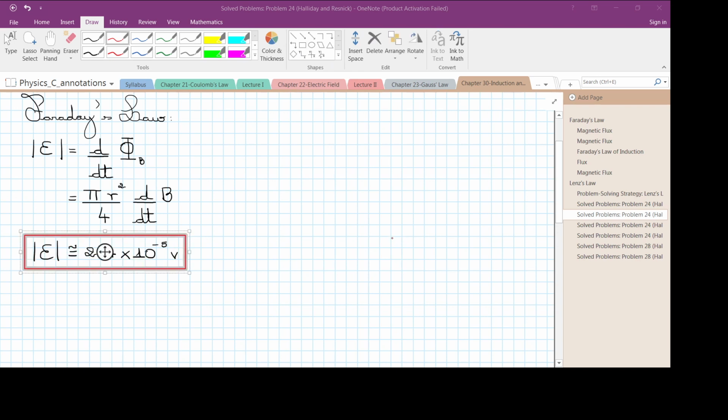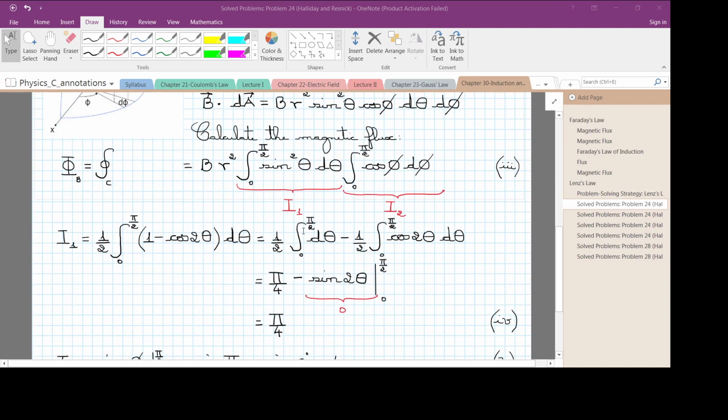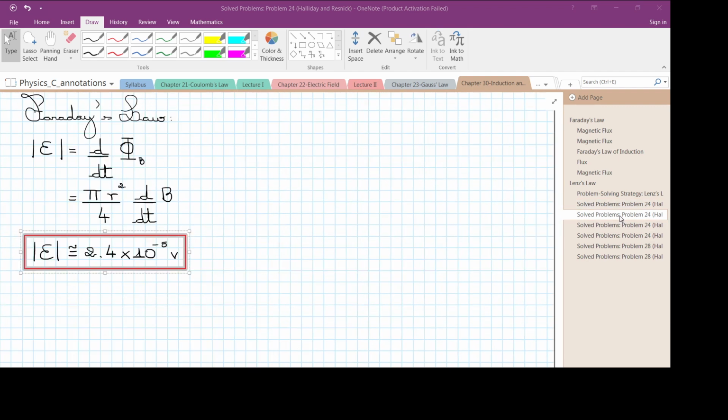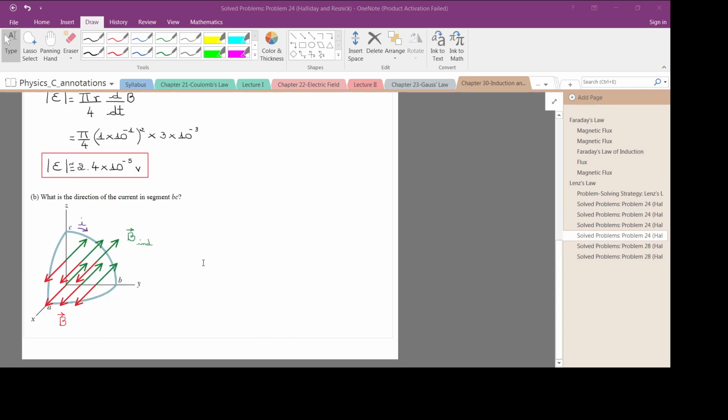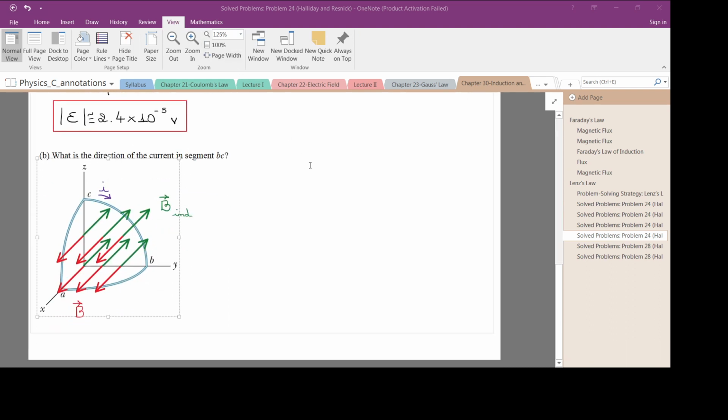And the I10B, what is the direction? The direction of the current in this segment BC. Well, I prepared a better drawing for this one. Because remember what I told you guys. What I told you, let's go back to the beginning.